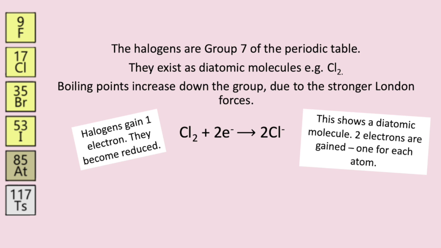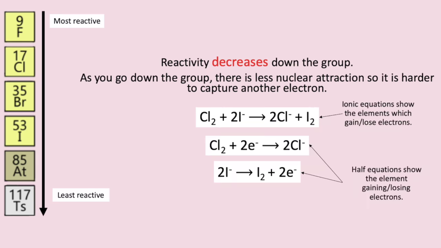Halogens need to gain 1 electron to get a full outer shell, therefore they need to be reduced, and they can act as an oxidizing agent. Reactivity decreases down the group because atomic radius increases, there are more inner shells so shielding increases, and there is less nuclear attraction to capture another electron from another species, so reactivity decreases.